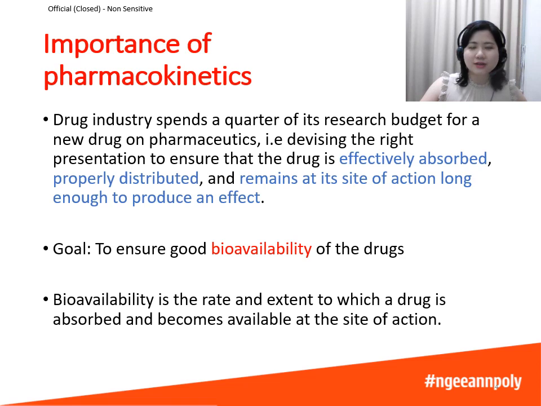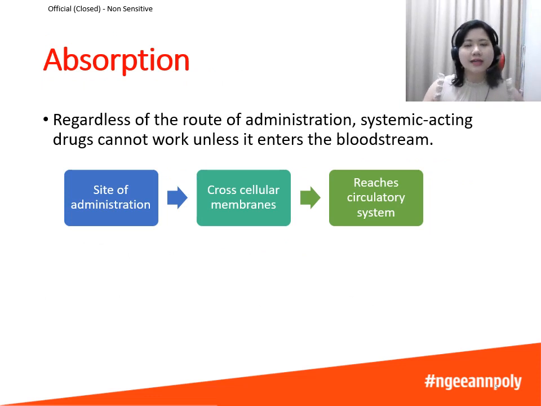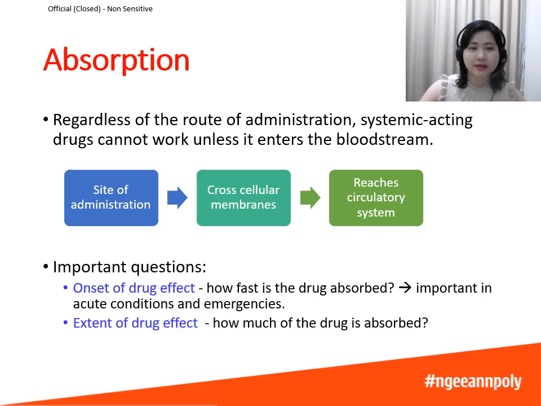Since pharmacokinetics is so important, let's take a closer look at the ADME processes. Regardless of the route of administration, systemic acting drugs cannot work unless they enter the bloodstream. So, from the site of administration, drugs will need to cross cellular membranes until they reach the circulatory system to be distributed to the rest of the body. How quickly the drug can be absorbed affects its onset of action. This is important especially for drugs that need to work fast in emergency situations. How much of the drug is absorbed will affect the extent of drug effect that is experienced by the patient.